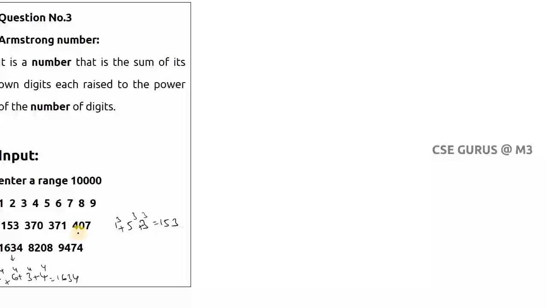So now, how do we write a program to get all of these? Let us suppose I give 10,000 as the range, I have to get all these numbers. If I give 100, I need to get only the first row. If I give only 500, I need to get till 407. So how do we get that? We'll see that programming now.